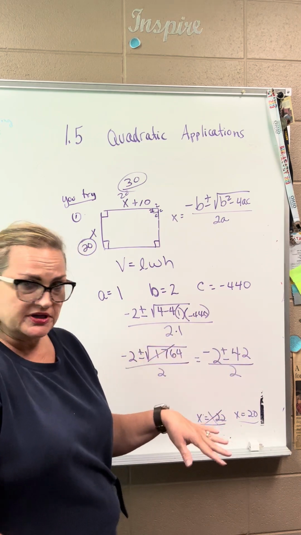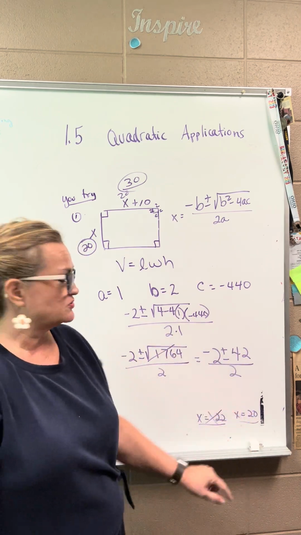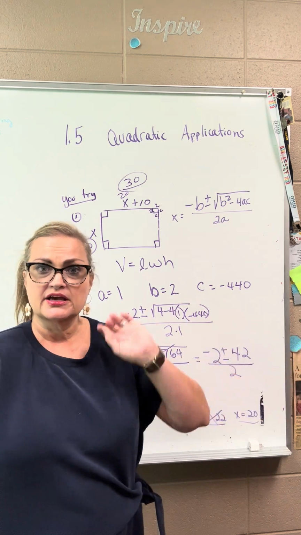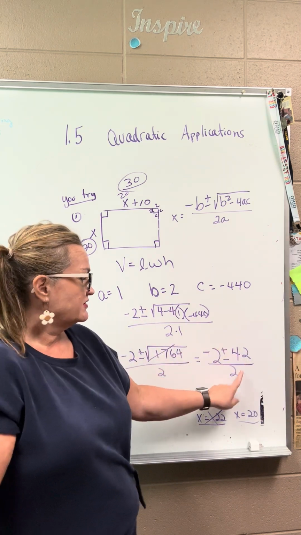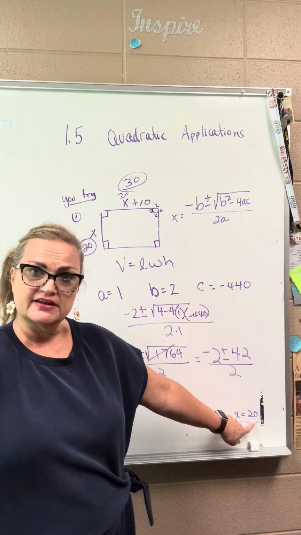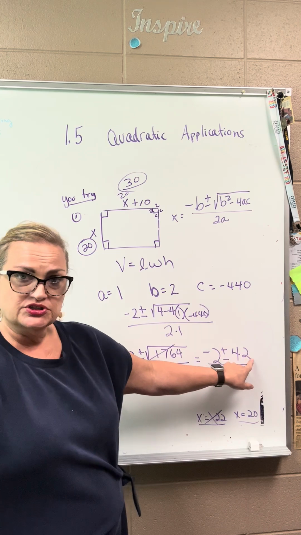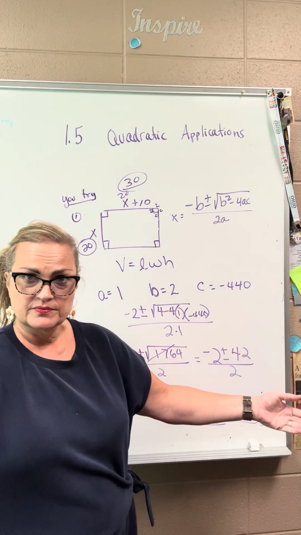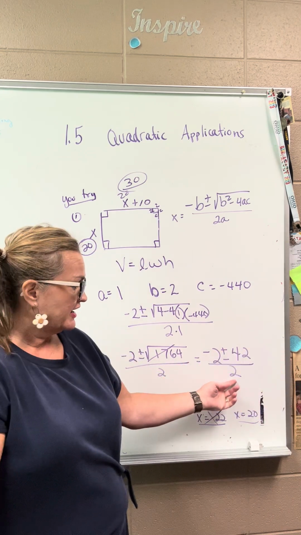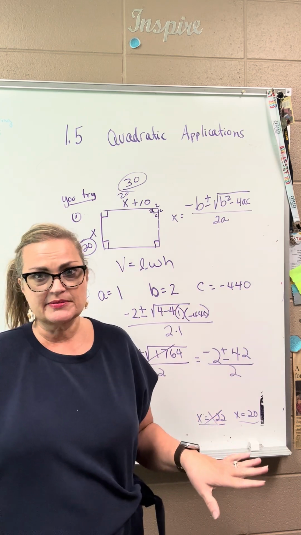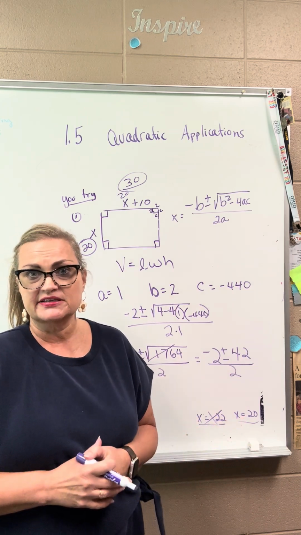So you can do those separately, and guess what? They're going to be these 2 answers. Negative 2 plus 42, and you can use your calculator, is 40. 40 divided by 2, that's 20. That's that answer. Negative 2 subtract 42 would be negative 44. Negative 44 divided in half would be negative 22. That's that answer. So exactly the same answer, just a different method to get there.